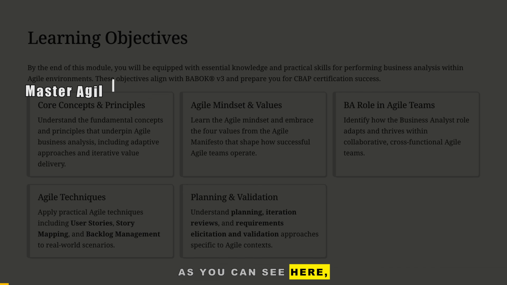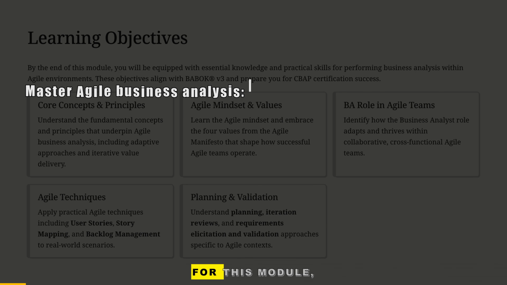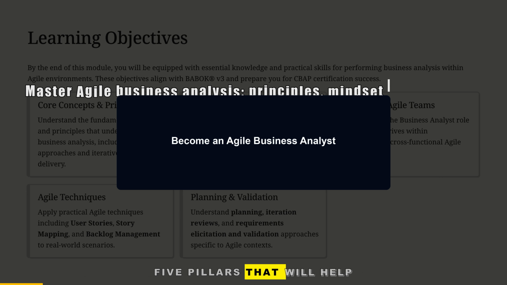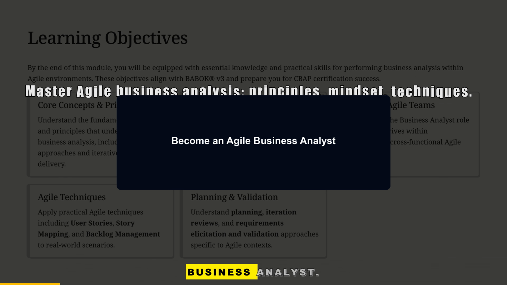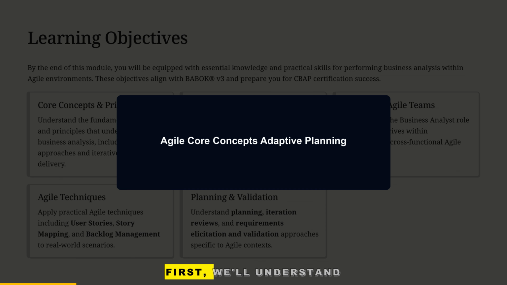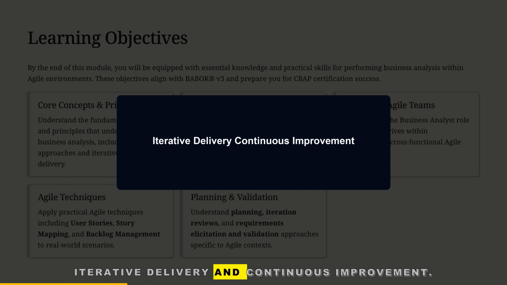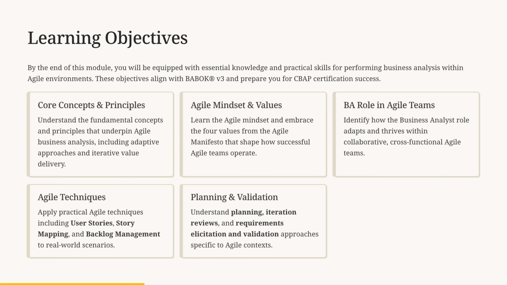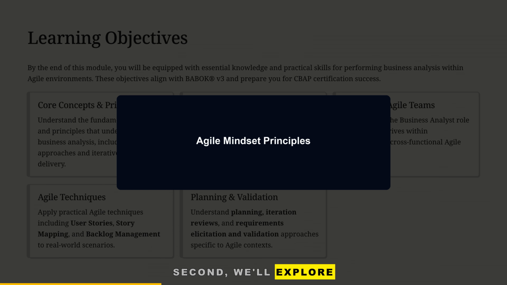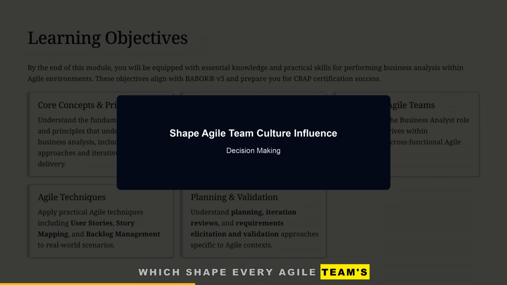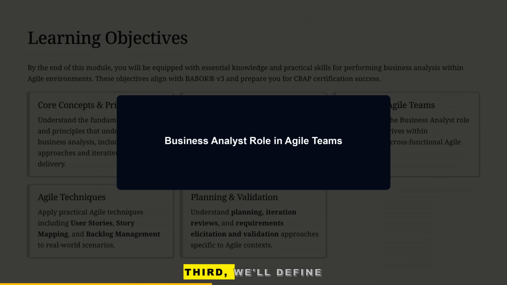As you can see here, these are our learning goals for this module, 5 pillars that will help you become a truly Agile business analyst. First, we'll understand the core concepts of Agile: adaptive planning, iterative delivery, and continuous improvement. Second, we'll explore the Agile mindset and principles, which shape every Agile team's culture and decision-making.